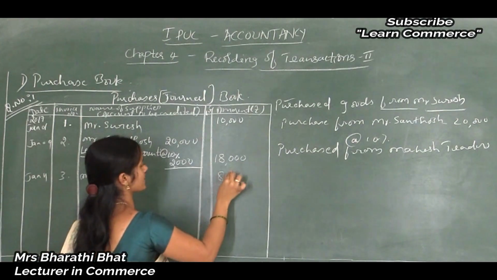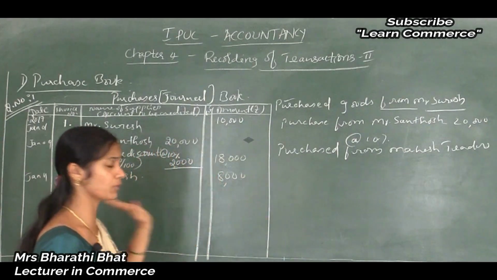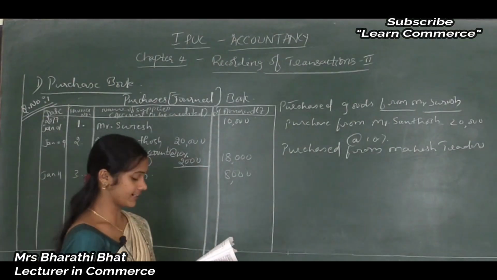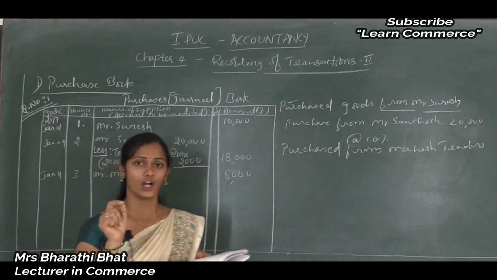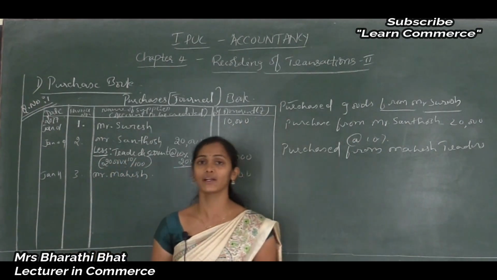There is no discount or any other charges. Just write the amount in the amount column. So we covered the third transaction. See the next one. On January 16, purchased office furniture from Bangalore Furniture.